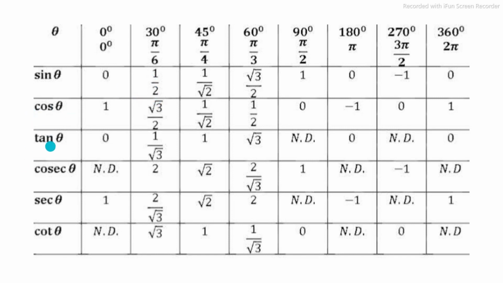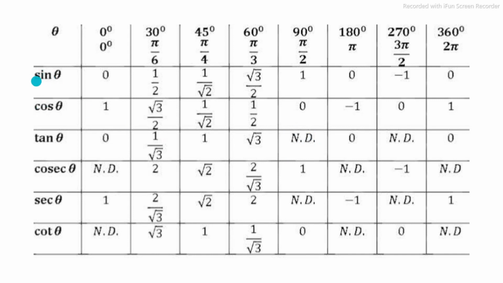And tan is actually the ratio of sine to cos. Therefore 0 by 1 we got our value as 0, and 1 by 2 divided by root 3 by 2 we get 1 by root 3, and in the same manner we get everything. For example, here we have 1 and here we have 0. 1 by 0 is infinity, therefore we have defined it as not defined.